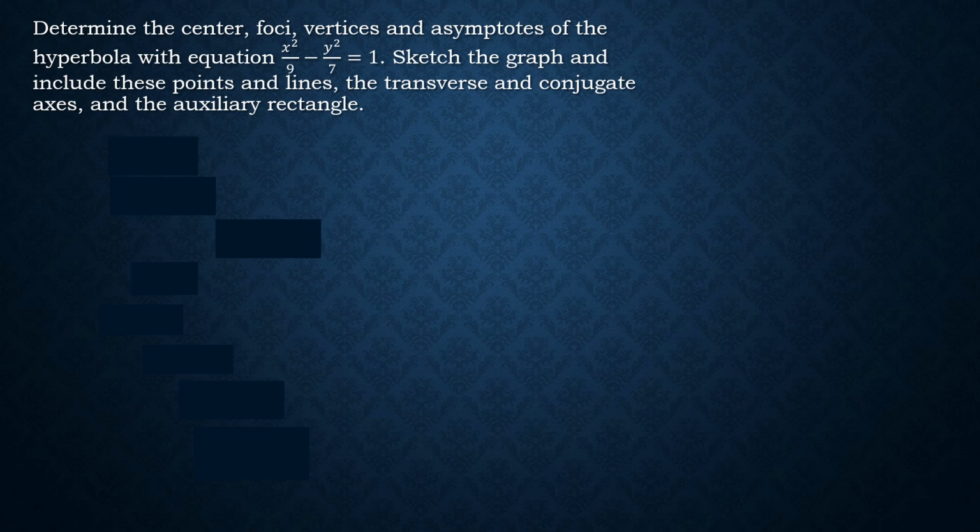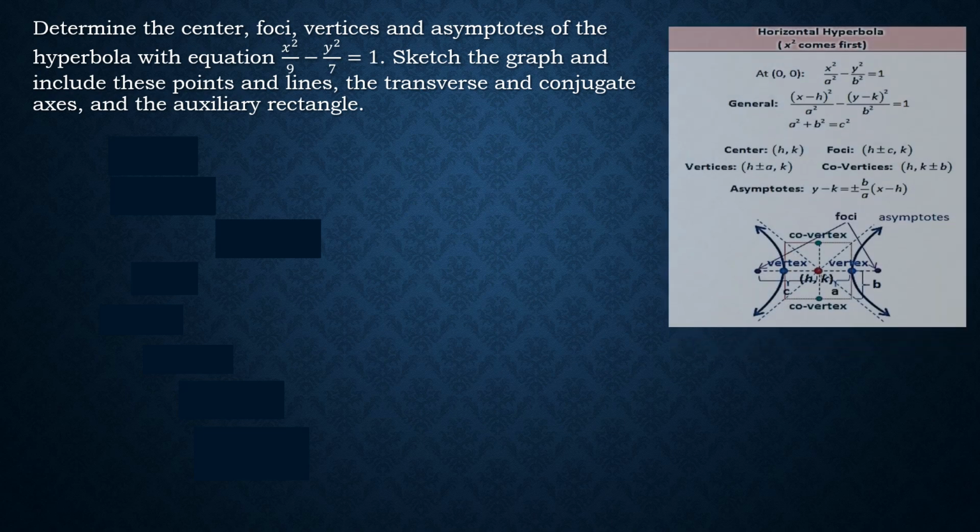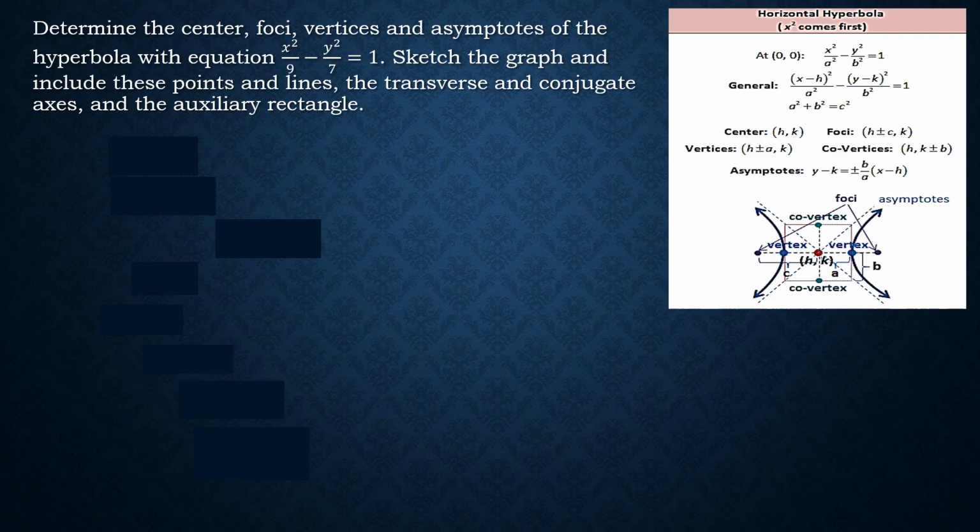We can identify that by just looking at the standard equation. As you can see, x squared comes first, or it is the term that is positive. Therefore, we can say that this is a horizontal hyperbola. Now, based on the formula shown, a squared is the denominator of the first term and b squared is the denominator of the second term. Therefore, a squared is equal to 9, so a is equal to 3. b squared is equal to 7, and b is equal to square root of 7.